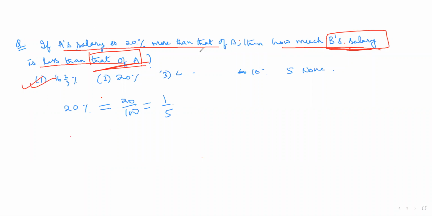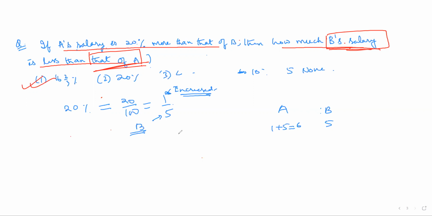A's salary is 20% more than that of B. So B's salary is 5 parts. And A's salary will be 1 plus 5, that means 6 parts. So this would be the increase. This is the advanced method.